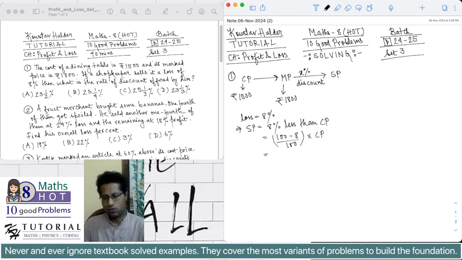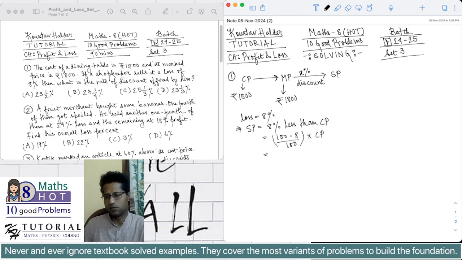Now this is equal to, now why 8% less than CP is equal to 100 minus 8 divided by 100 multiplied by CP, I will not explain this in this video. Please watch my previous two videos, that is where I solved set 1 and set 2. There I have explained why this is so. These small observations and small results you must be very well aware of.